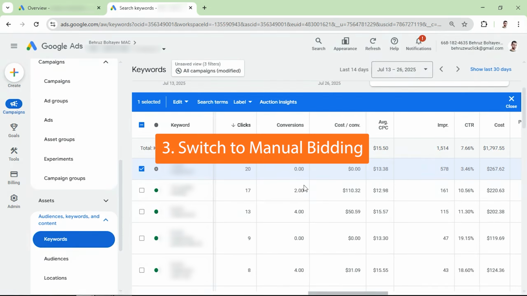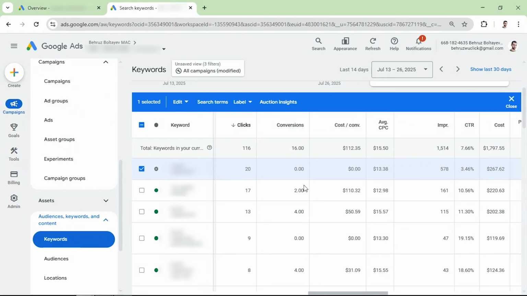The next thing you can do is switch from the maximize conversions bid strategy to manual CPC. You might be using the maximize conversions bid strategy, and the cost per click limits with maximize conversions could be very high. This was the exact thing happening with this campaign. It was using maximize conversions and the cost per clicks were really high.